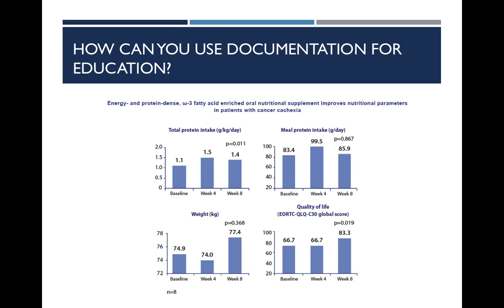The quality of life improved significantly after 8 weeks. And so, this is something again where they used measurable data instead of just saying, hey, we made an impact. This is why documentation is key. It's objective information that shows your education was effective.